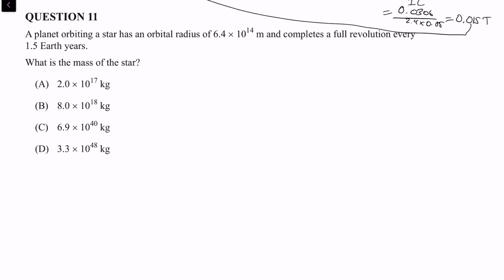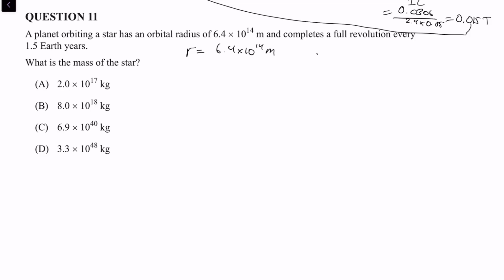Question 11. A planet orbiting a star has an orbital radius of 6.4 times 10 to the 14 meters and completes a full revolution every 1.5 Earth years. What is the mass of the star? Okay, so I have a radius, so I'm just assuming that's going to be a little r. 10 to the 14 meters. Okay, I'm in SI units. Good. Completes a full revolution every 1.5 Earth years.